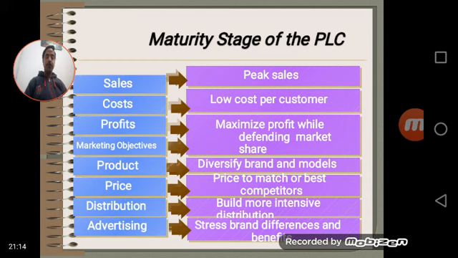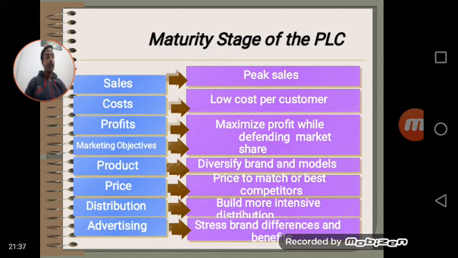Maturity stage. In the maturity stage, your company is now developed. Okay, this company has already been developed, since 20 years, 30 years you have been doing business in the market. Now your company, your product is mature. In this stage you will have a huge amount of sales. Your sales will be at the saturation point, or maximum point, or peak point.